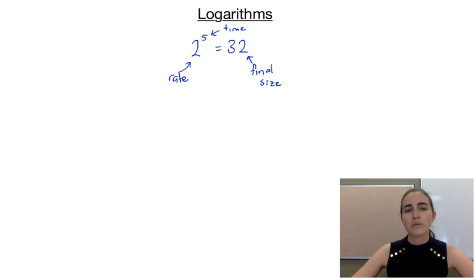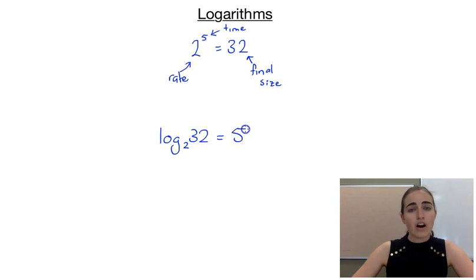So when we need to do that, we want to rearrange this equation to make the time the subject of the equation instead of being in the power. To do that, we're going to use something called logs. To rewrite it, we'll have log base 2, so the base of this exponential index expression is the base of our log as well. Then we're going to have our 32 here, and that's going to give us an answer of 5.